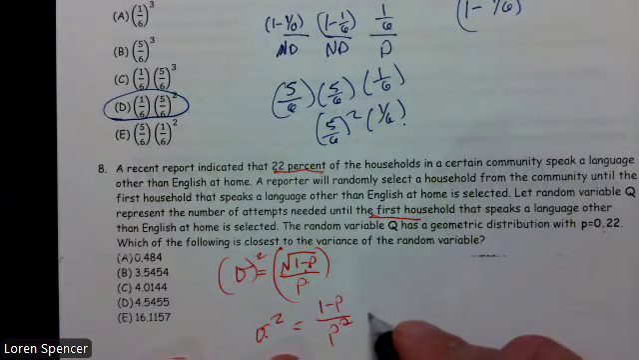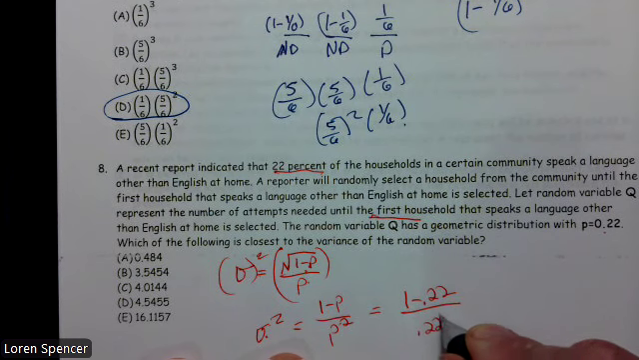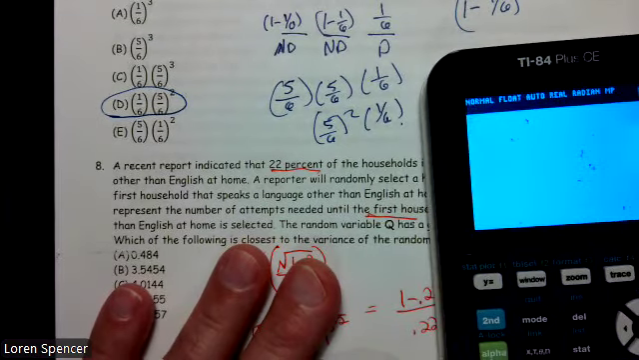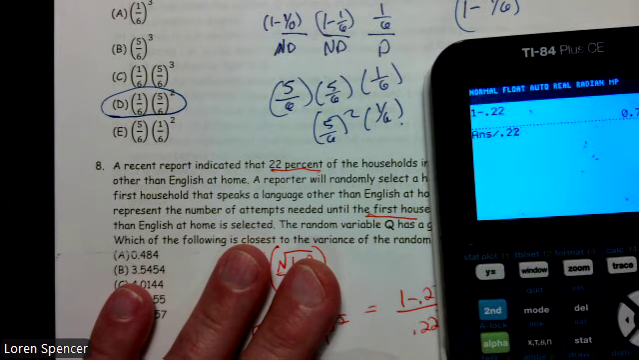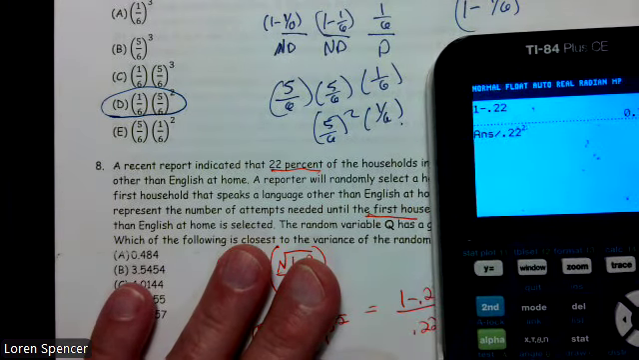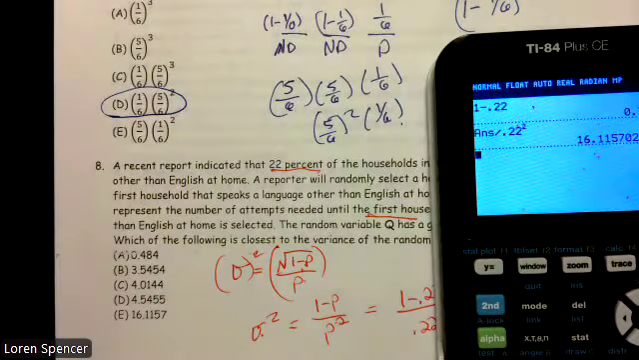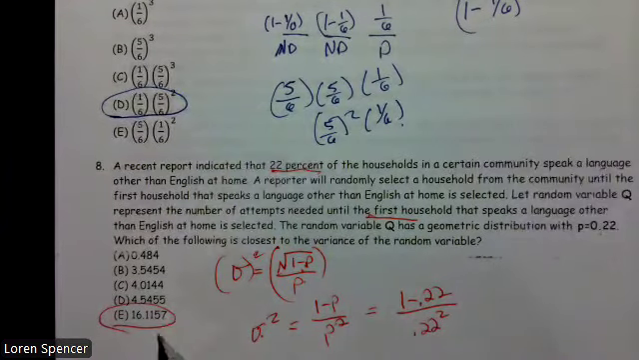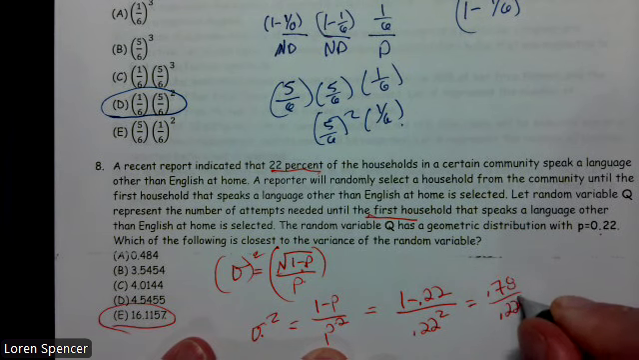So I have 1 minus 0.22 over 0.22 squared. 1 minus 0.22, that's 0.78, divided by 0.22 squared. So I end up getting about 16.1157. So my best answer choice is E. Again, this is 0.78 over 0.22 squared. All right, moving on to number 9.